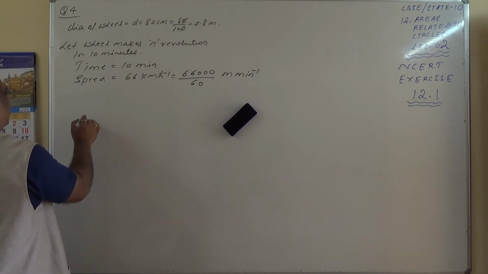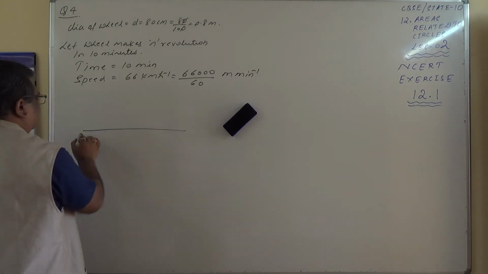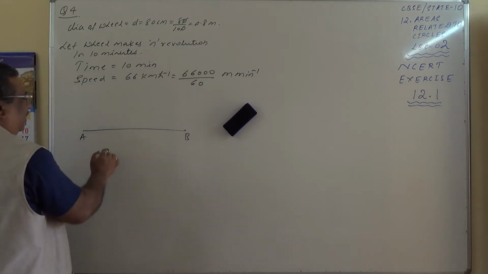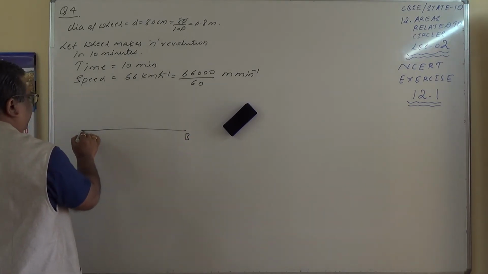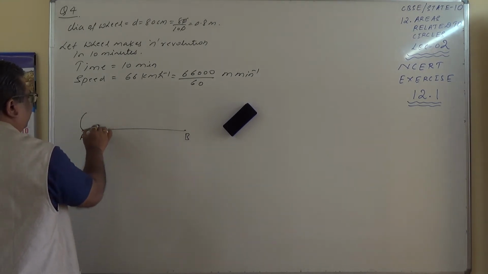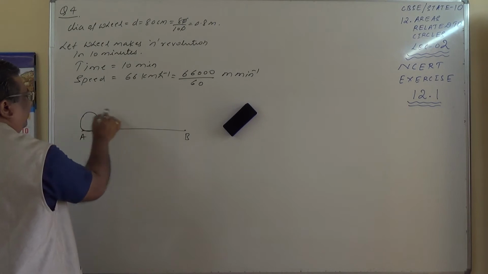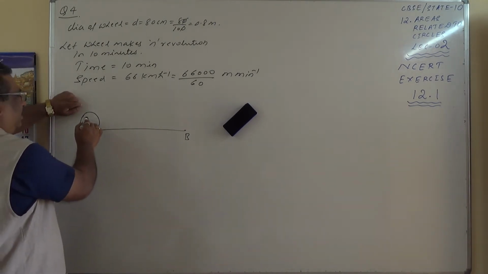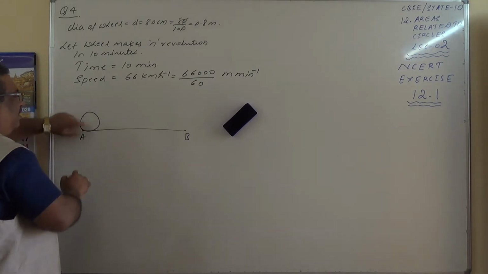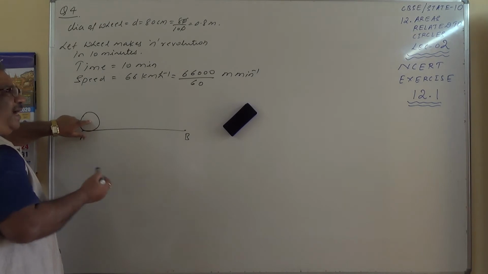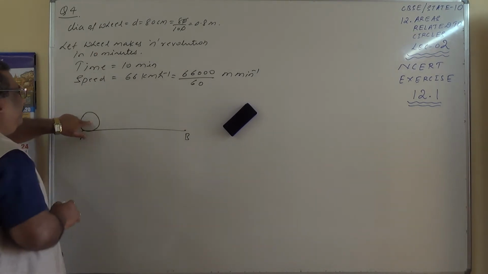Now see here, suppose this is the distance covered by the car in 10 minutes. Then AB is the distance covered by the car in 10 minutes. Then suppose this is the car wheel, it makes n revolutions. That means the distance covered by the wheel in one revolution is the circumference, 2 pi r or pi d. I'll take here pi d.